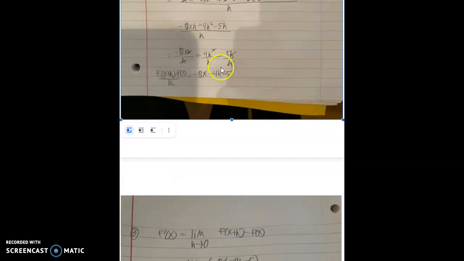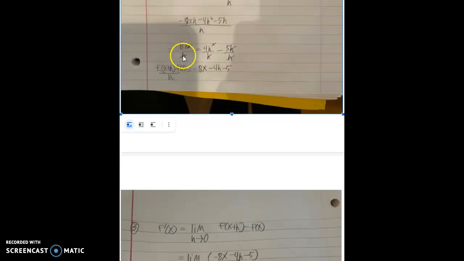In order to simplify that further, we divide all of these by h. For our first one, negative 8xh, we would cancel out the h and we would get negative 8x, as seen here. When we cancel out the h from negative 4h squared, we get minus 4h. And for the 5, h cancels out completely, and we just get a minus 5, as seen here.